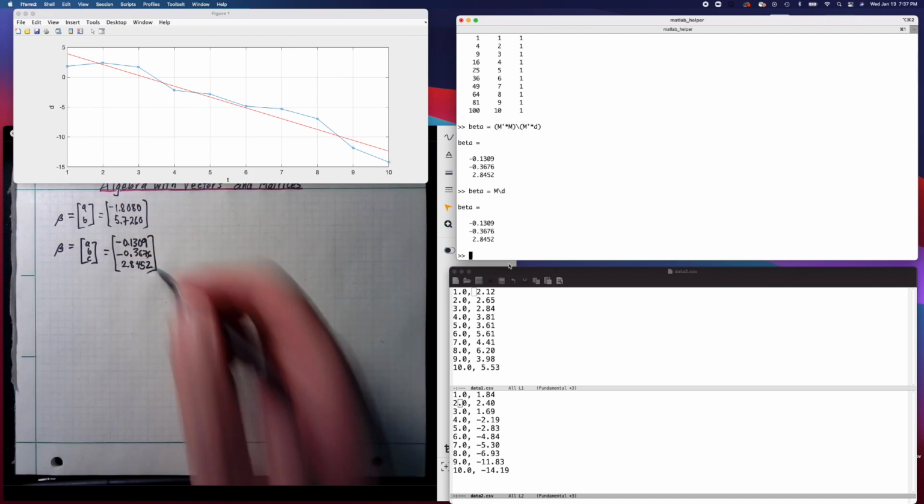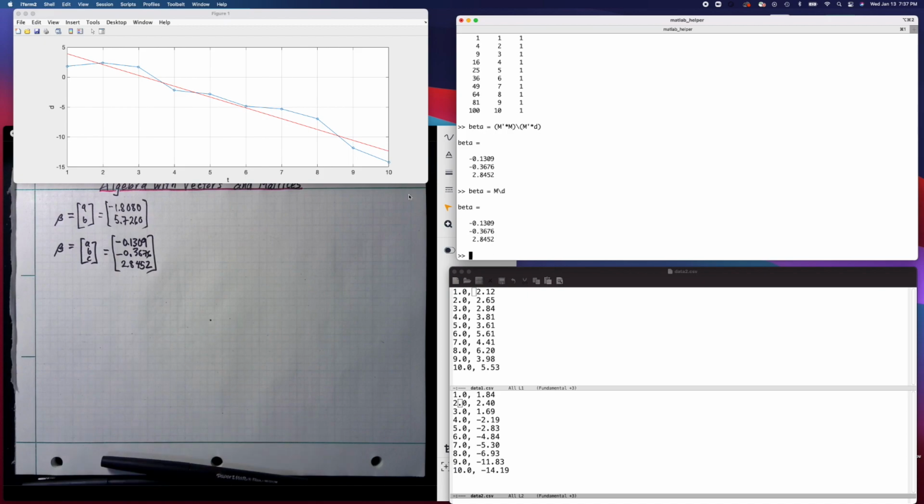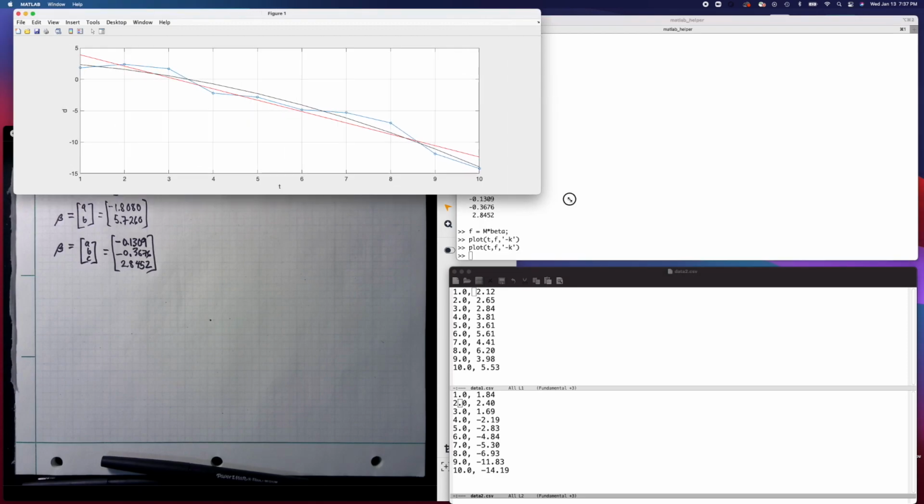And let's plot this model on top of the other ones. So f is equal to m star beta. Plot, and the last one I plotted red, this one I will plot in black. Maybe I should put the circles, well, maybe not. That's pretty good actually. All right, so there's our 3 models. I can stretch a little bit.